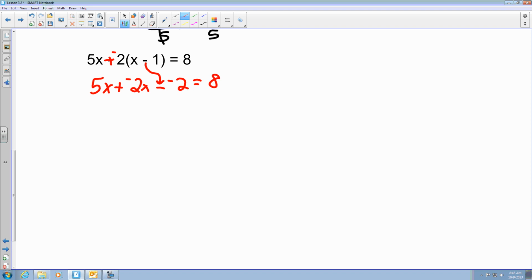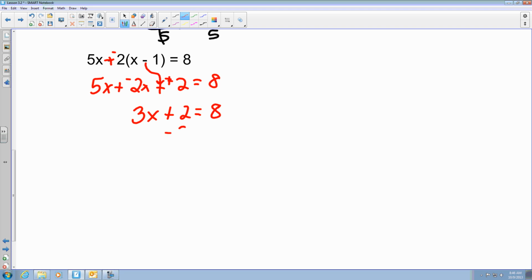But since I'm subtracting by a negative, I cross the line, change the sign, so it's actually plus a positive 2. And as I look at this, I have some like terms. I have 5x plus a negative 2x. So 5x plus a negative 2x is going to give me a positive 3x, and plus 2 equals 8.